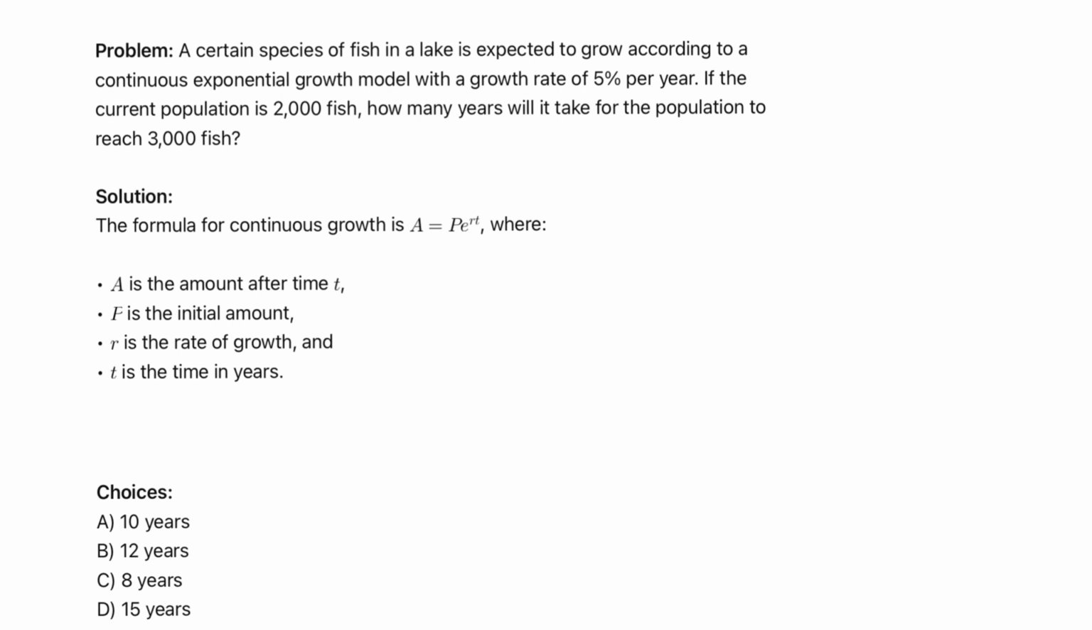And they give us this formula. A is equal to P, and then this letter e raised to the RT power. And then they tell us what it is. A is the amount, the P is the initial amount, R is the rate of growth, and T is the time in years. Okay, so now that we've done one, let's take about 30 seconds and see how you do on this one.